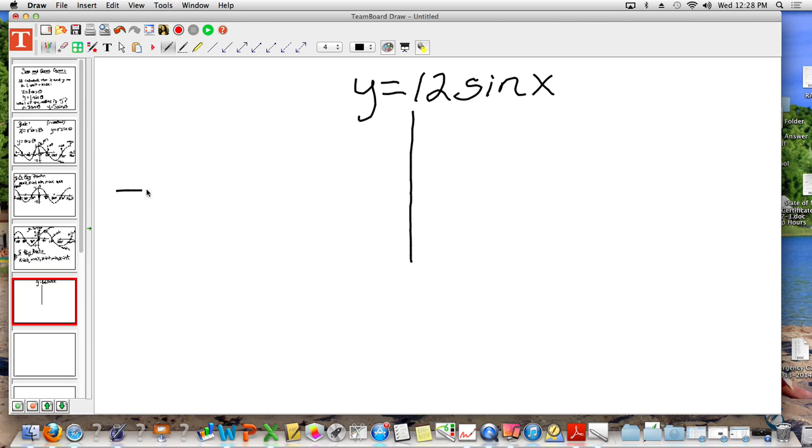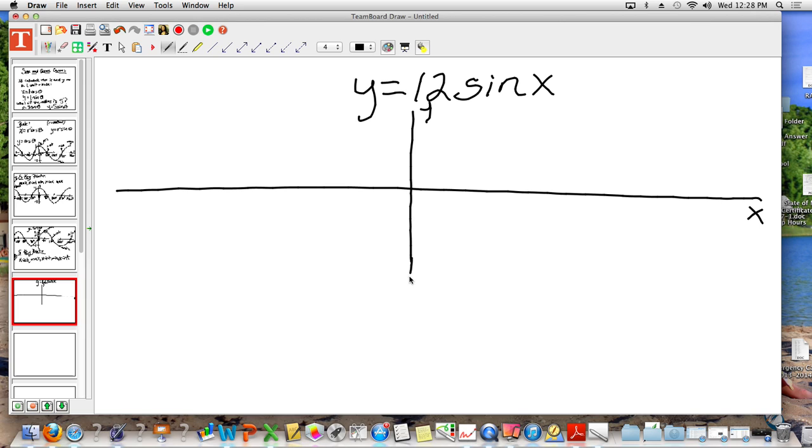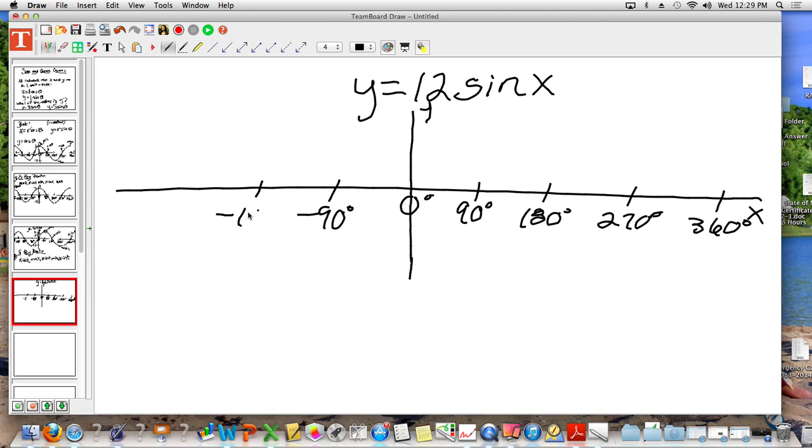Drawing your y-axis, drawing your x-axis. Do your labels. Got 0 in the middle, and then 90, 180, 270, 360, and go backwards too. Now, like I said before, you don't have to keep going back to your unit circle and figuring out what's the sine value at 0, what's the sine value at 90, and so on. Instead of doing that, just rely on those key points.